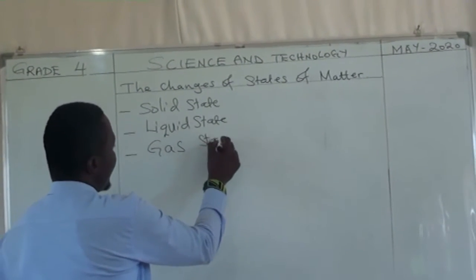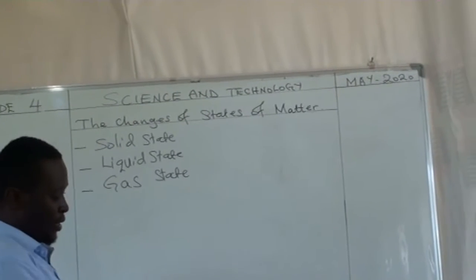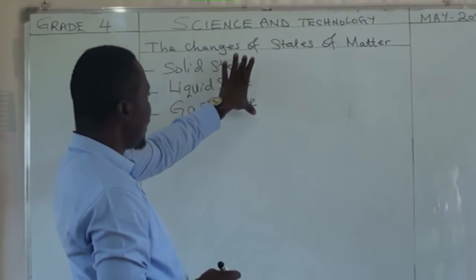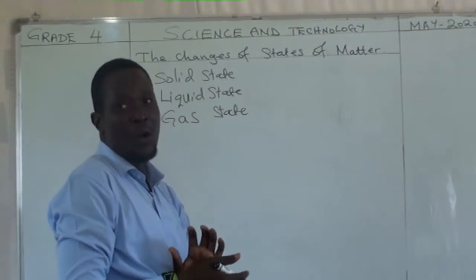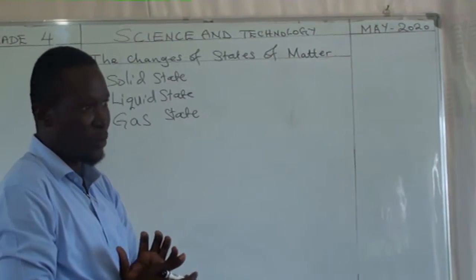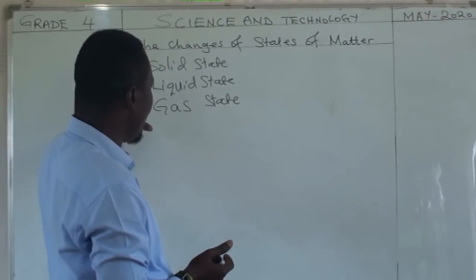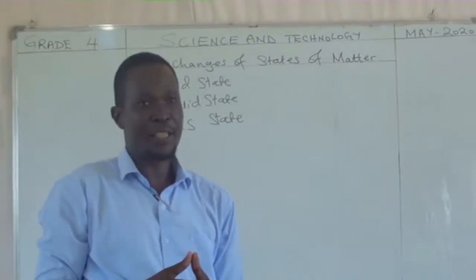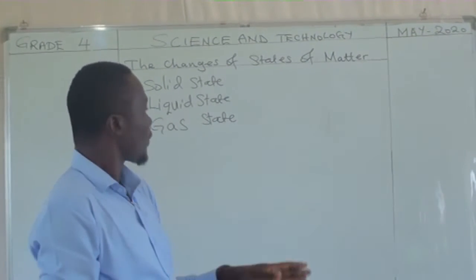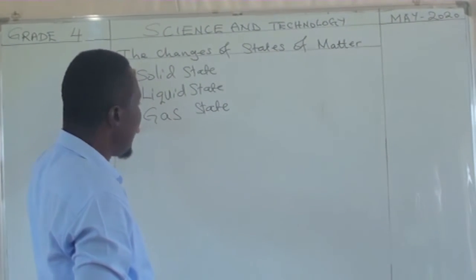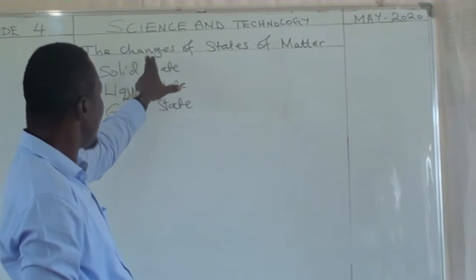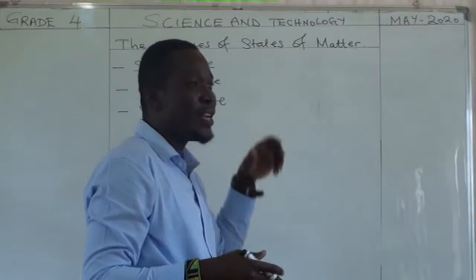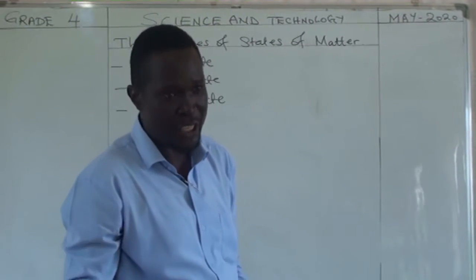So matter exists in 3 states. We say the 3 states of matter are also known as the 3 states of water. We took a case study and we said that water is the only liquid that exists in the 3 states. The 3 states of matter can change from one state to another when there is a change in temperature.